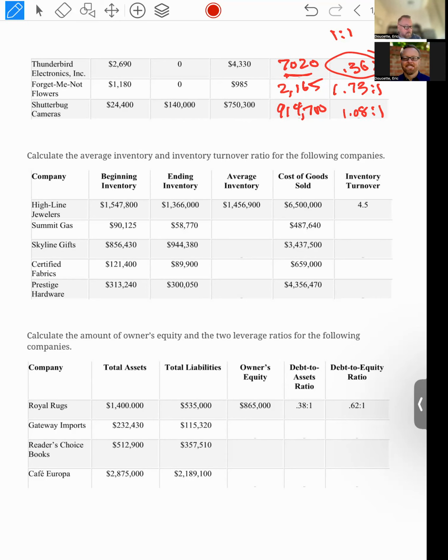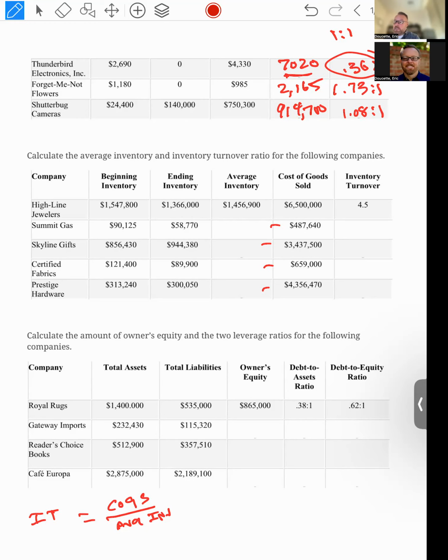I'll write it down here, but basically it's inventory turnover equals cost of goods sold, so COGS, divided by average inventory. So that's what we call the inventory turnover. So here we have your beginning inventory, your ending inventory, your average inventory, then we have your cost of goods sold already given to us. So we would just plug these numbers into the formula, but of course we need to figure out average inventory.